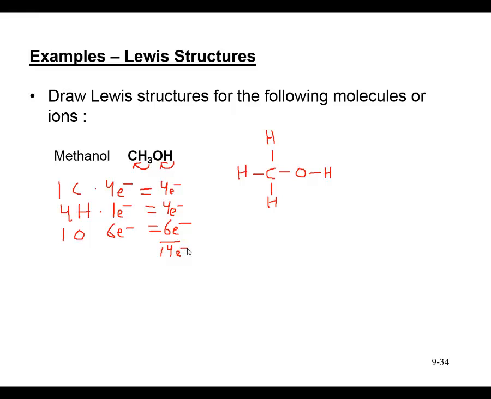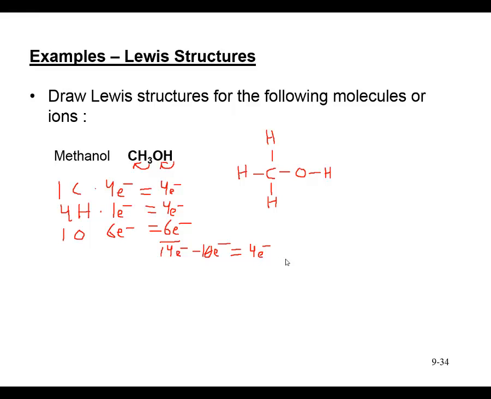Each single bond is 2 electrons, right? So I have 1, 2, 3, 4, 5, 6, 7, 8, 9, 10. So far I've only used 10 valence electrons. Okay, so what I want to do then is subtract the number of valence electrons used from the total I had. So if I subtract 10 from 14, we're going to see that we have 4 valence electrons left to use in our structure.